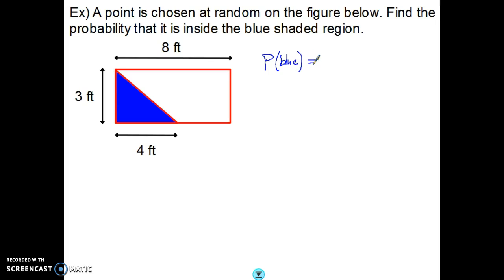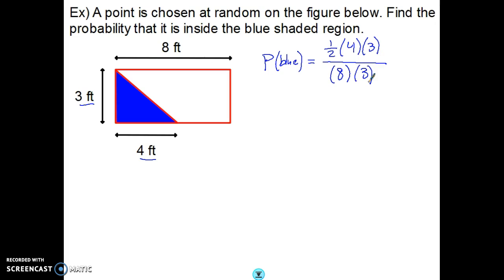Well, the blue shaded region is made up of a triangle with a base of 4 feet and a height of 3 feet. So if we remember our area formula, that's 1/2 times base times height for a triangle. And if we remember our area formula for the total area, which is just a rectangle, that's just length times width, which in this case is 8 times 3.